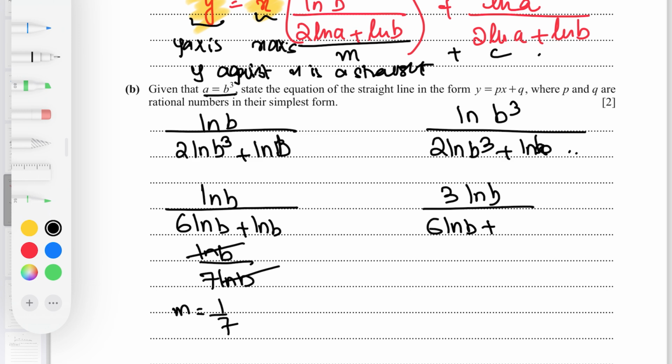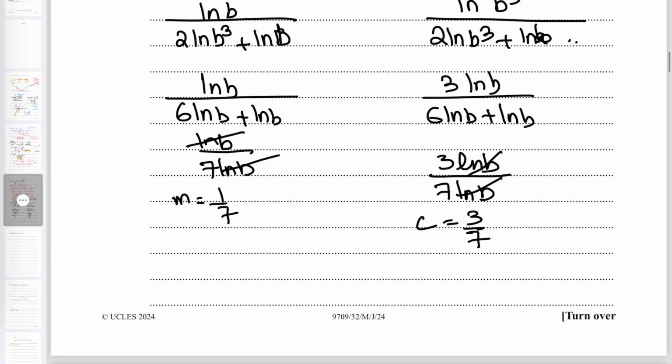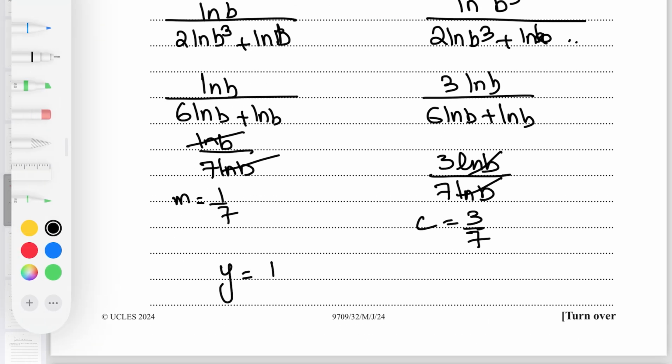And we have ln b. This was ln b. Sometimes I copy wrong stuff. You have to be very careful when you're copying down. That's where the students make the majority of the mistakes. So if I write down my equation, it's going to be y equals 1 upon 7, x plus 3 upon 7.